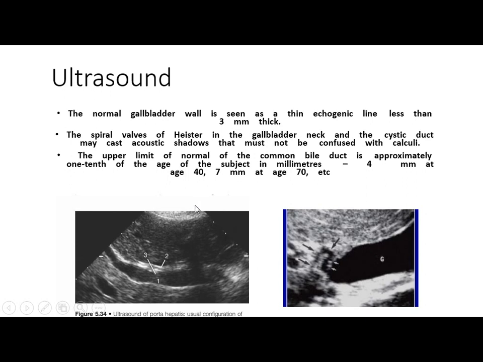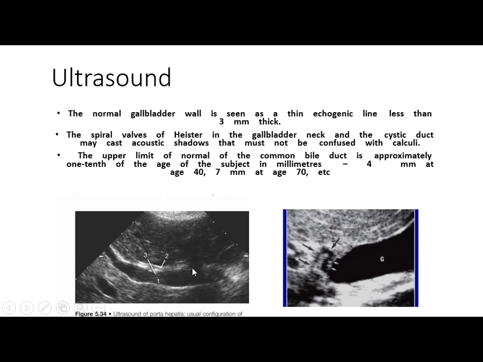On the ultrasound, as we know, the gallbladder wall is seen as a thin echogenic line less than 3 millimeters. We have some hints here. There is the spiral valve of Heister, which appears slightly echogenic. Sometimes it's diagnosed as a gallstone, but it is the spiral valve of Heister. So be careful: not everything echogenic or white at the neck of the gallbladder is a stone. It might be the valve of Heister. It might be normal. Be careful.